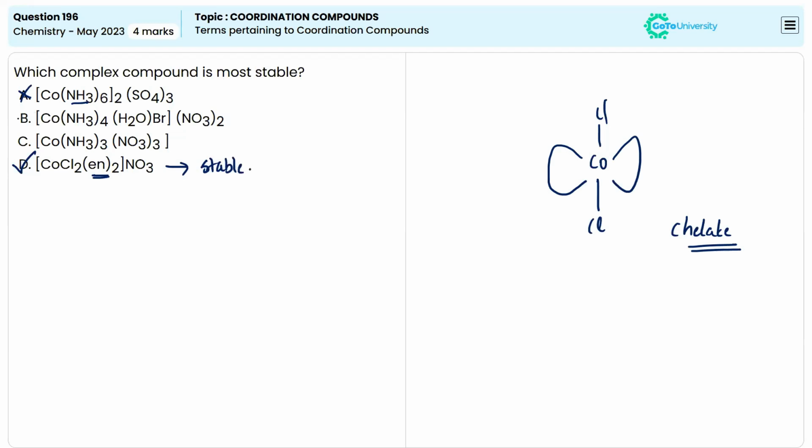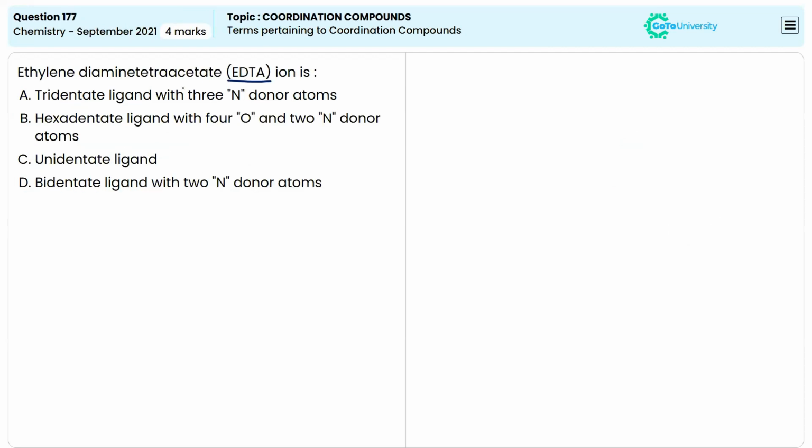So all the other compounds contain only monodentate ligands. If you compare the last one, which is in the form of a chelate, with the other options, the fourth one will be stable because of the chelate formation. So we have to choose the correct option regarding this given ligand.